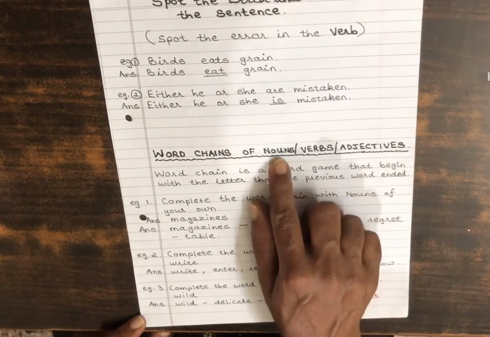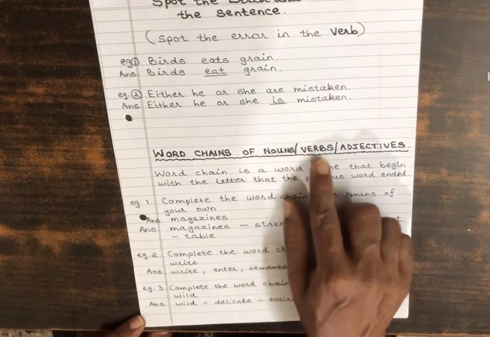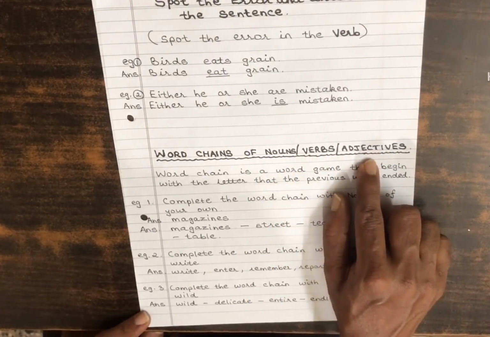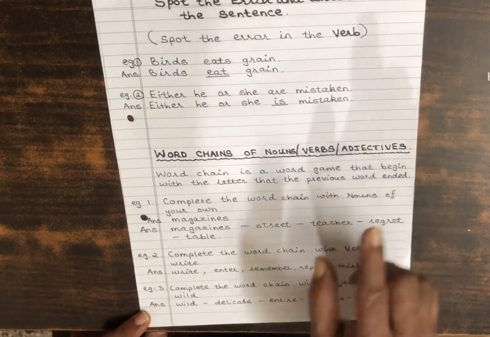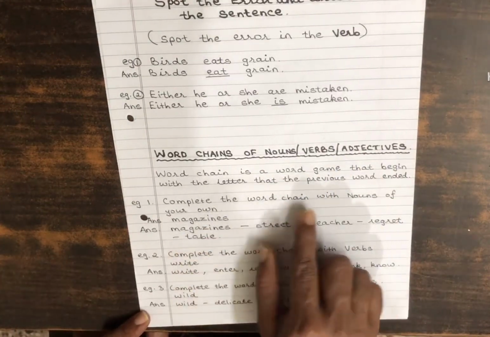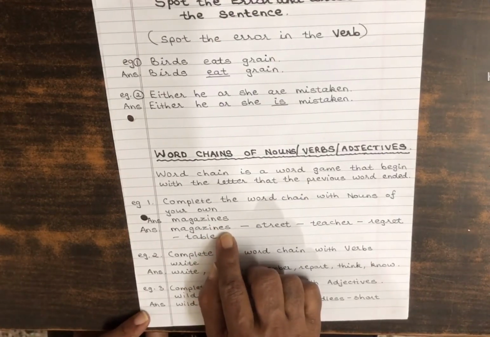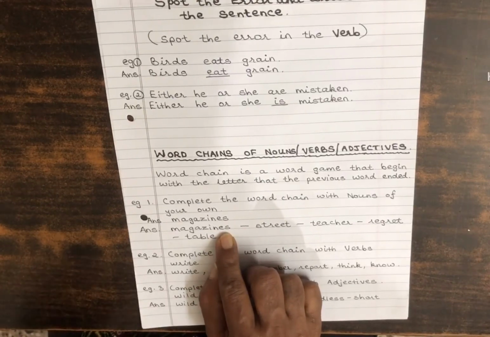Now, noun is the name of a person, place, animal or thing. Verb is an action and adjective is a describing word. So you have to always, now they have given the word magazines, complete with the noun. Now magazines, the last alphabet is S. So you have to make a noun only. If you add a verb or any action word or describing word, it is wrong. So all have to be nouns only.